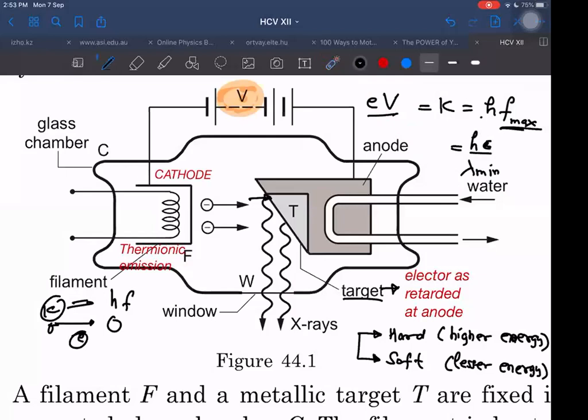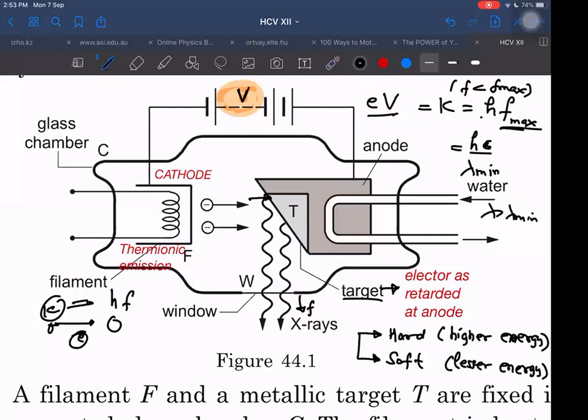All other wavelengths of X-rays will be greater than lambda minimum, and all other frequencies obtained will be less than F max. So we have an upper limit of frequency and a lower limit of wavelength, and that wavelength limit we decide by the accelerating potential.